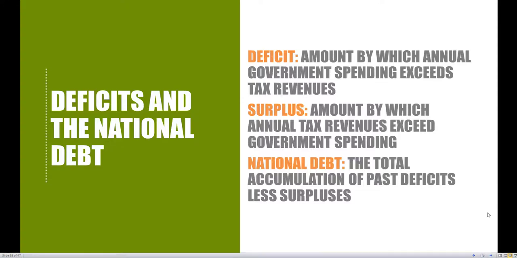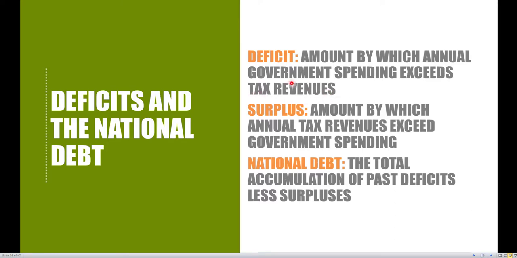So let's go ahead and take a look at the deficit, surplus, and national debt. Even though all three of these terms sound very similar to one another, they do mean three very different things for us. So let's take a look at a few of the applications and a few calculations as well. The deficit is the amount by which annual government spending exceeds tax revenues.